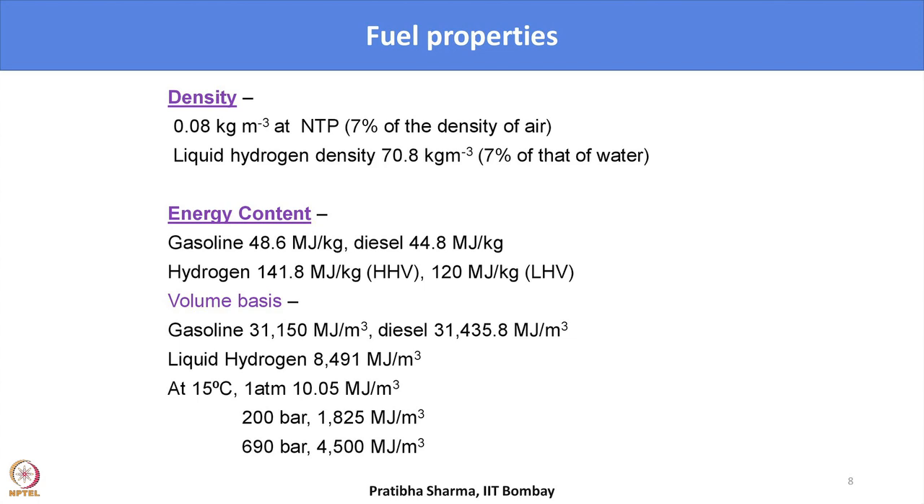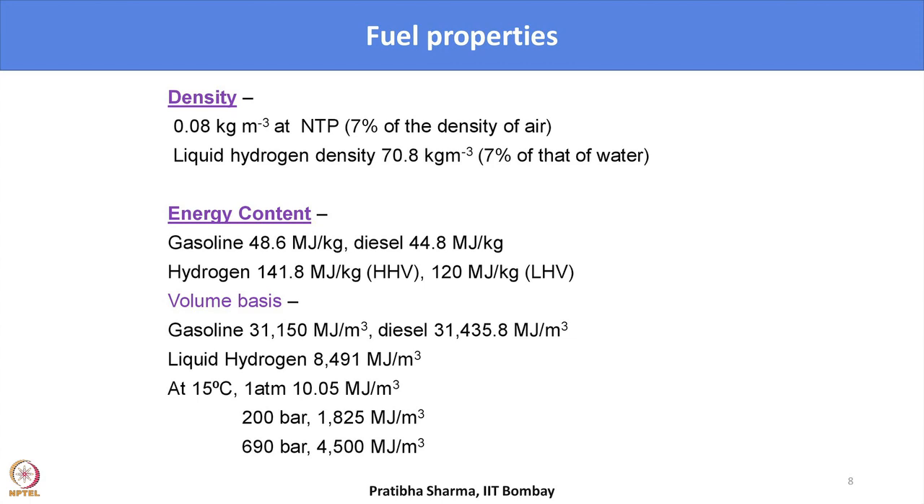If we talk about the energy content, which is the amount of energy contained in a fuel, that could be per unit on a mass basis or on a volume basis. We can also define it as the amount of energy released on complete combustion of a unit mass of fuel. If we look at these numbers for hydrogen, the higher heating value is 141.8 megajoule per kg, the lower heating value is 120 megajoule per kg, as against that of gasoline, which is 48.6 megajoule per kg. So, hydrogen contains approximately 3 times that much energy per unit weight as that carried by gasoline or diesel.